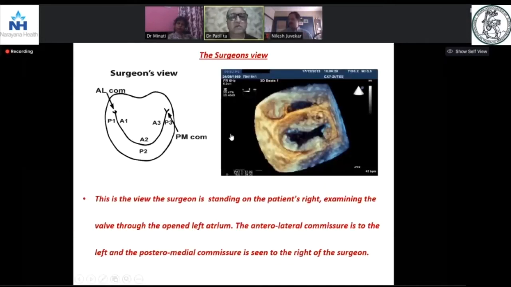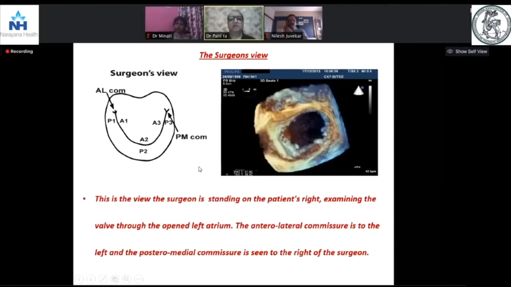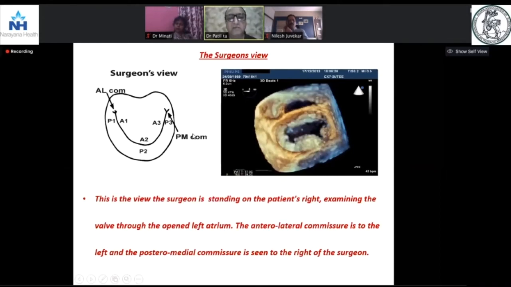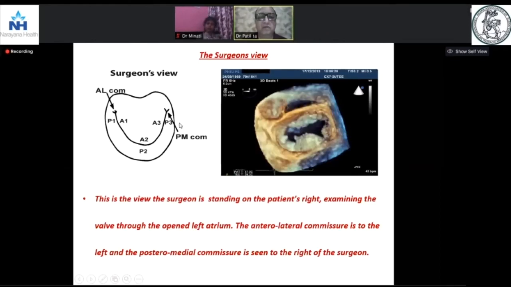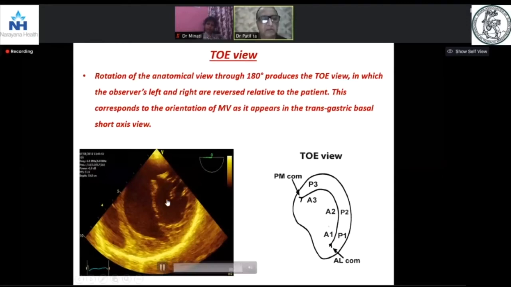Now, coming to the surgeon's view. Now, you see the 3D picture, and we have the surgeon's view diagrammatic representation on the left side. The surgeon usually stands on the right side of the surgical table, and we have the anterolateral commissure to the surgeon's left, and the posteromedial commissure to the surgeon's right, and we have the A2 P2 segments in the center. So this is the surgeon's view. That is, when he opens the AV groove, the surgeon sees the valve like what is seen on the 3D. This is the 3D view of the mitral valve with the aortic valve on the top. This is the en face view.